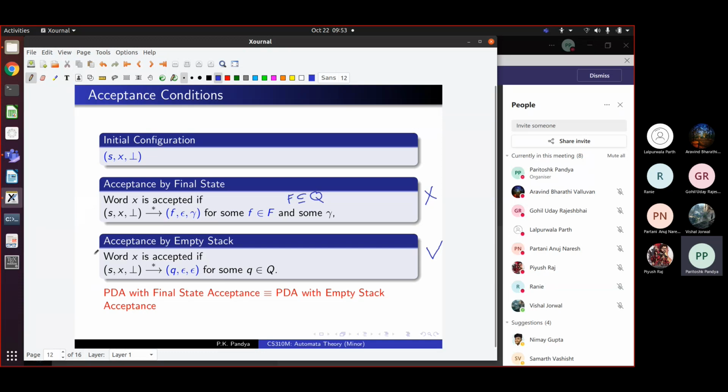We will stick with this acceptance by empty stack. That is, you must reach a configuration which looks like this: q epsilon epsilon, where q is an arbitrary state. So is the notion of acceptance clear to you? I think if that is clear, any questions about push down automata and its behavior and how it accepts words? Of course, the set of words which are accepted by a given push down automaton gives its language, right? So we have defined push down automata and its language, the words that it accepts.